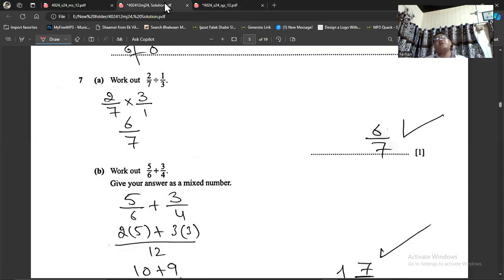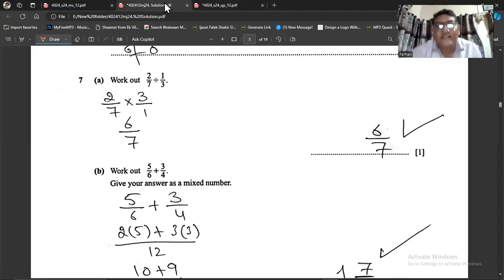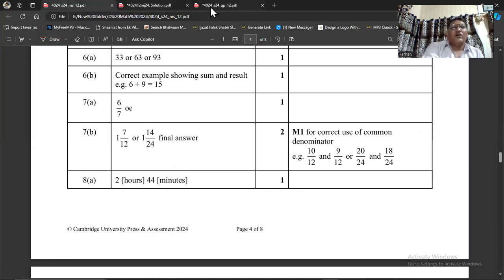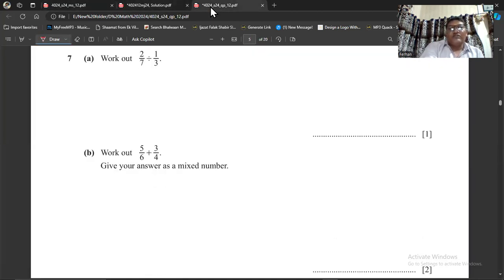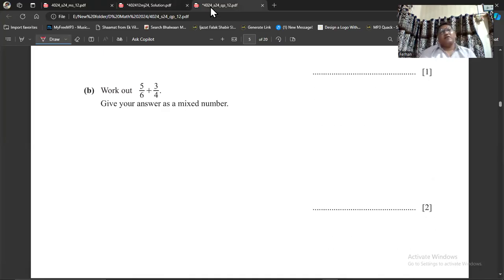The numerator will multiply with the numerator and the denominator will multiply with the denominator. So you will have 6 by 7. So 6 by 7 is the answer, sir, which is right. Okay. So question number 7 is B part. Here we have to work out 5 by 6 plus 3 by 4. Give your answer as a mixed number.